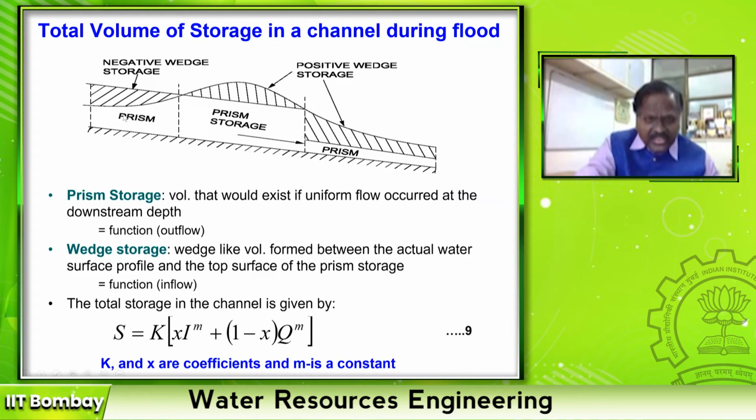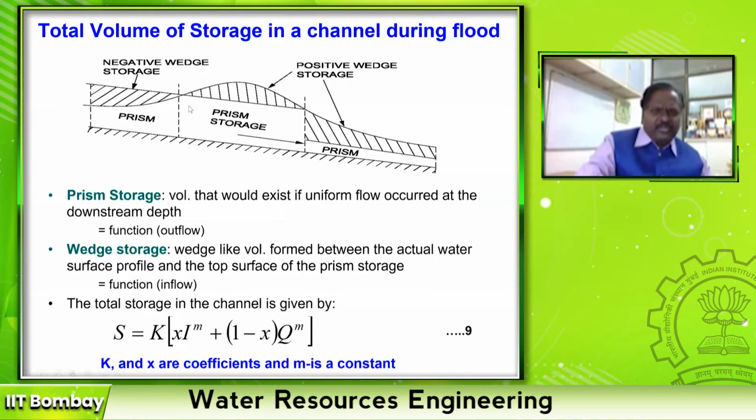Now you see, initially the water level moves like a rectangle, right? That is a prism. But as the flood water starts moving up, it slowly increases the height and then makes a peak depth and then becomes a constant depth. So then what happens? There are two types of storage. One is a rectangular shaped storage, that is called prism storage, and then the irregular shape, that is called wedge storage.